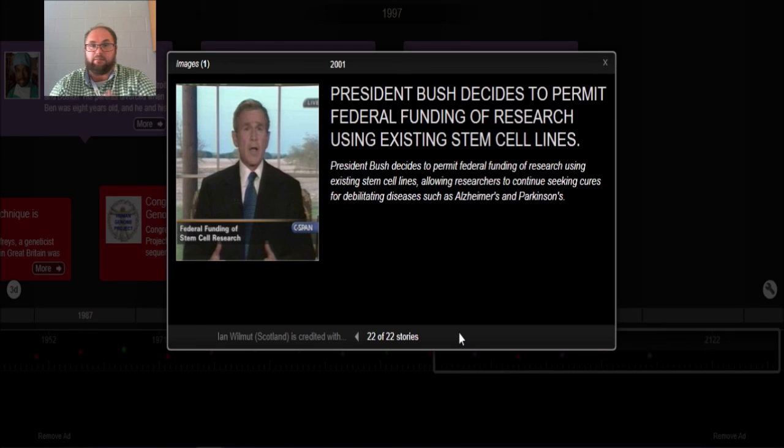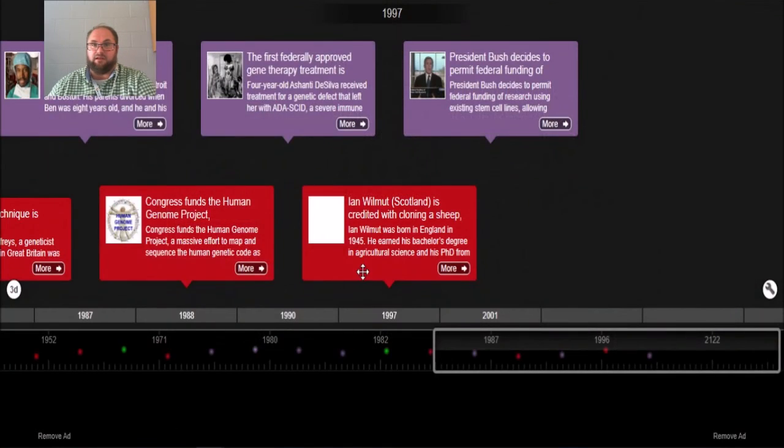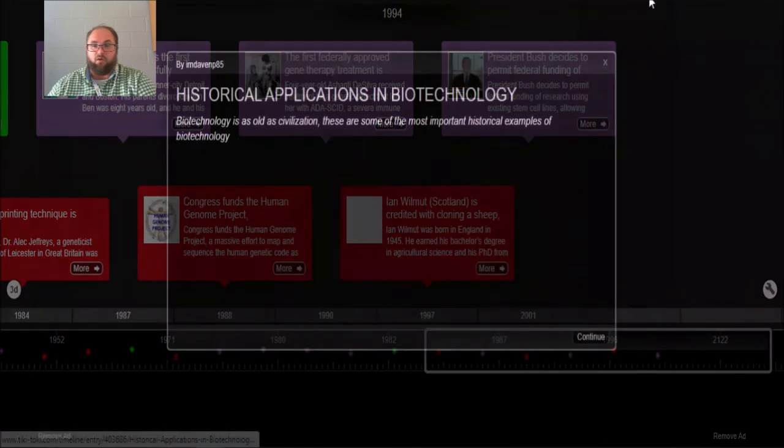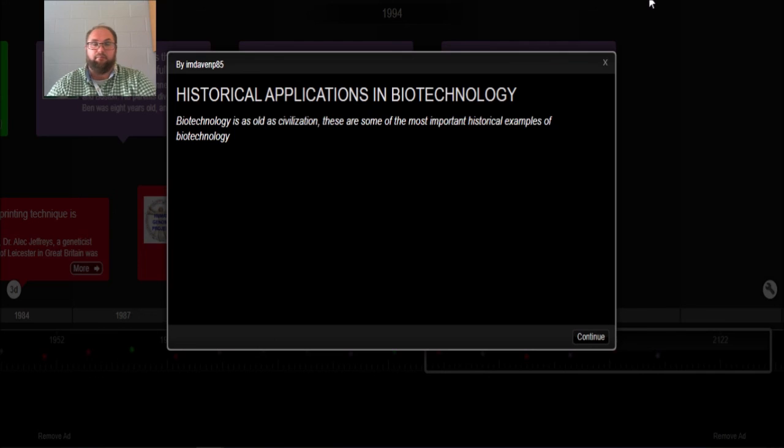So this is important because stem cells could be the future of treatments for diseases like Alzheimer's, Parkinson's disease, and other neuromuscular disorders. So, guys, this ends our presentation on the historical applications of biotechnology.